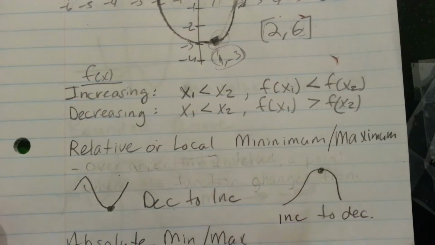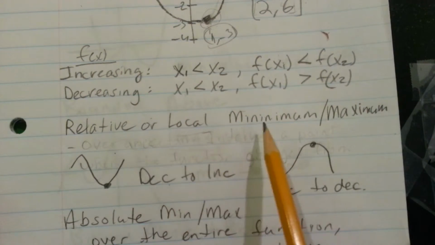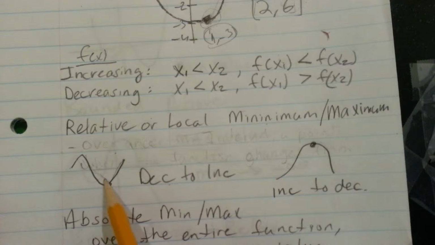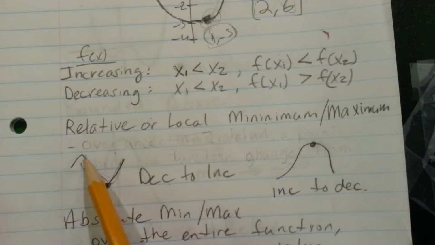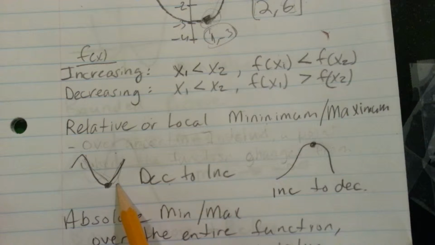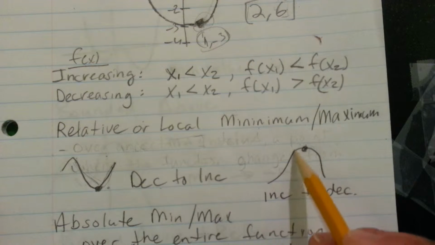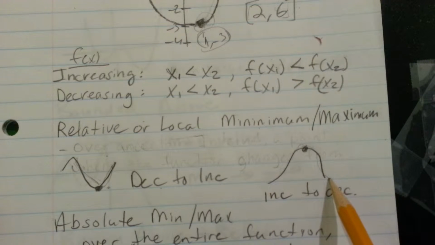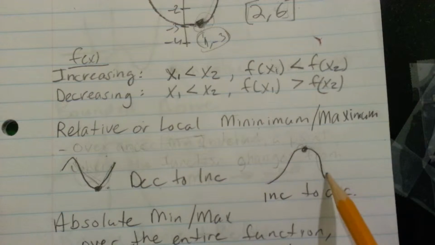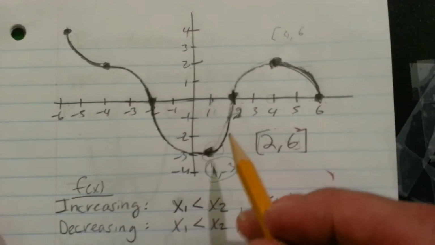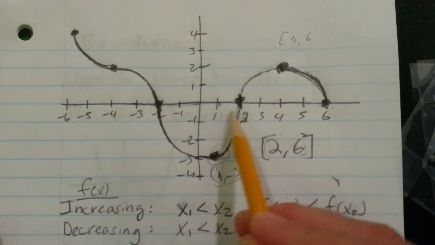You're going to have a relative or local minimum when you have a decreasing function and then it changes to an increasing function. Decreasing to increasing. When I have a change from a negative slope to a positive slope, I'll have a local or relative minimum. I'll have a local or relative maximum when I have an increasing function and then all of a sudden a decreasing function, so the slope goes from positive to negative. So that's when we talk about local or relative, it's over a specific interval.